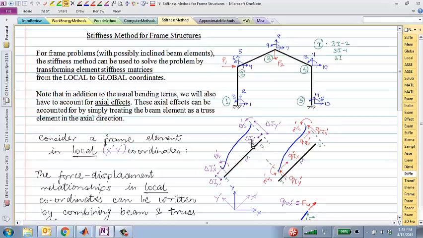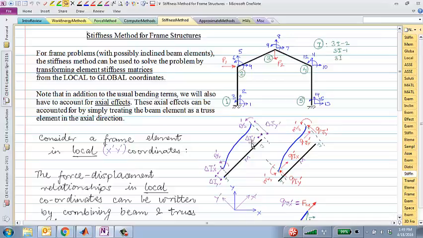So you can hopefully visualize that if I extend this beam or the frame element a little bit, and then give it some bending displacements and rotations, then the response of the bending would be completely decoupled from the response of the axial element.